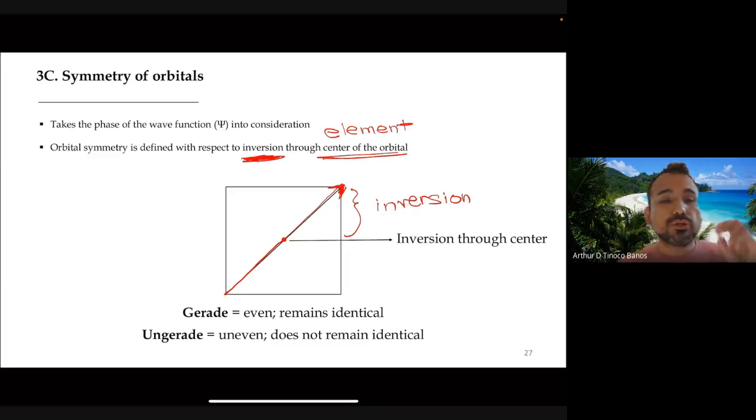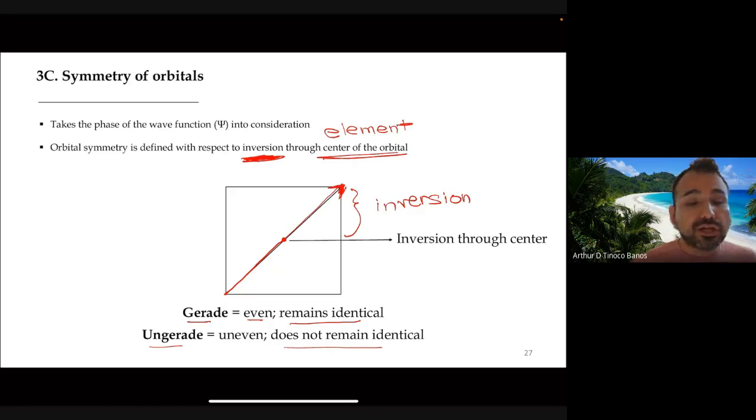We're going to use these two terms to define symmetry. There's the term gerade, which means even. And what that means is that when you apply the inversion through a given orbital and you have something that remains identical, in other words, the phase remains unchanged, that's going to be an orbital that is gerade. If an orbital is ungerade, well, ungerade means uneven, and when you apply the inversion, it does not remain identical. So one type of symmetry is symmetrical, the other one is asymmetrical.